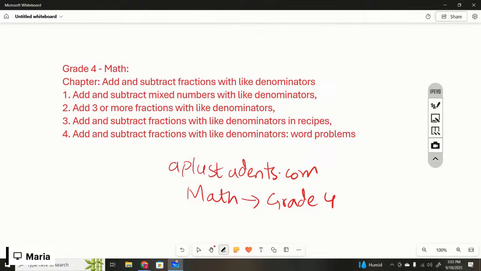The lessons we're going to cover today are add and subtract mixed numbers with like denominators. Add three or more fractions with like denominators. Add and subtract fractions with like denominators in recipes. Add and subtract fractions with like denominators word problems.